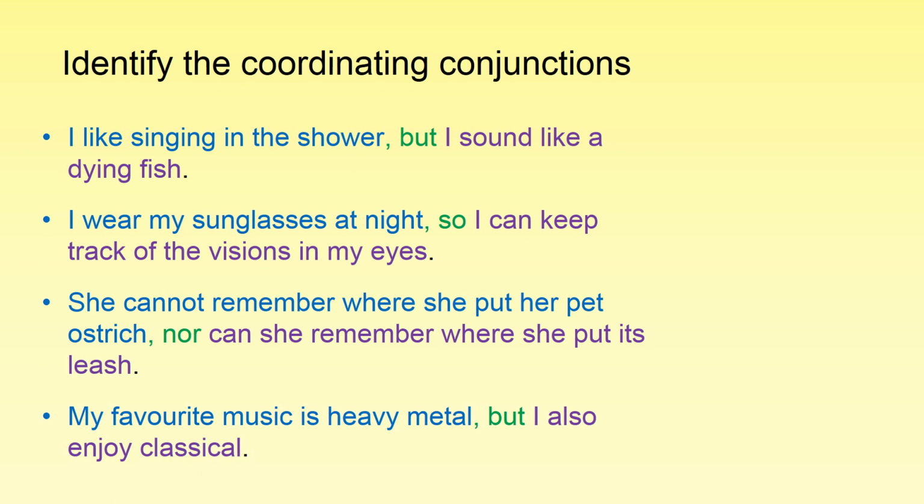Here we have everything broken down for you. In blue, we have independent clauses. In purple, we have independent clauses. And in green, we have our coordinating conjunctions.